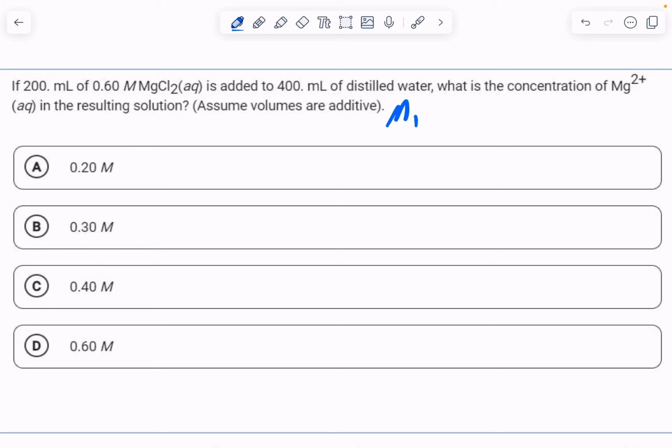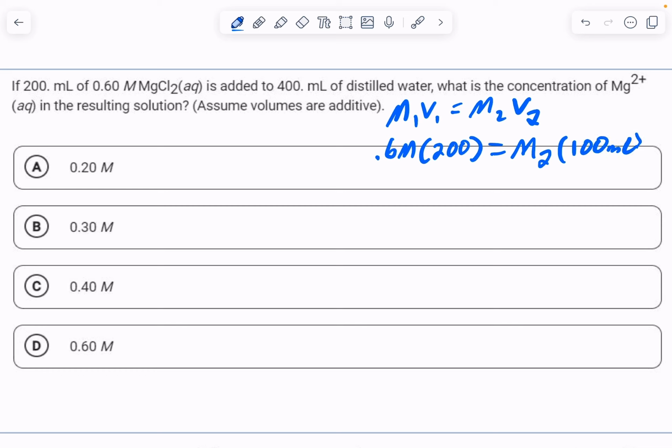use M1 V1 equals M2 V2. Okay. We know the original molarity was 0.6 molar, and we had 200 milliliters of it. And the second molarity, that's what we're solving for, and we added 400 milliliters to it. So that means the new volume is going to be 600 milliliters. That's volume 200 plus 400 is 600 milliliters.